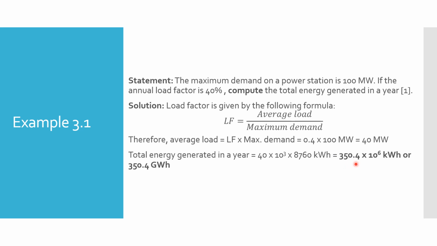So you get 350.4 into 10 to the power 6 kilowatt hours of energy, or you can say 350.4 into 10 to the power 6 units of energy, or you can say that the energy generated was 350.4 gigawatt hours. Remember that normally a unit of electricity is taken in kilowatt hours. So if you are representing energy in gigawatt hours, you cannot say that you are generating 350.4 units of energy. You are actually producing 350.4 into 10 to the power 6 units of energy, which you can choose to represent in gigawatt hours as 350.4 gigawatt hours. So take care of that.